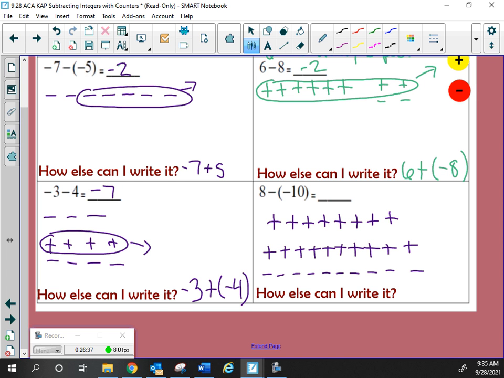Okay, and then I take away which ones? The negatives. And I say bye-bye. And I'm left with 18 positives. Okay, how can I rewrite that one, Michaela?